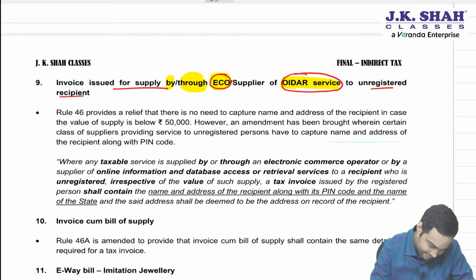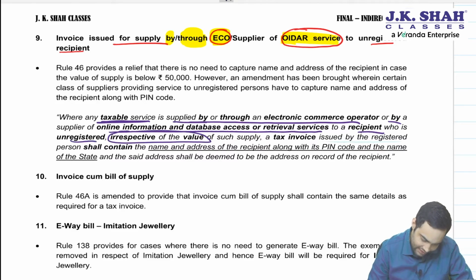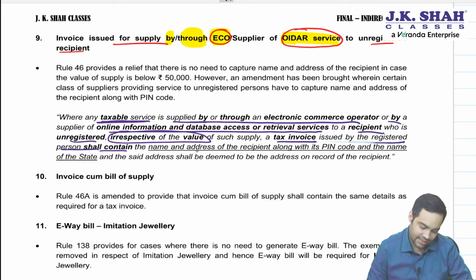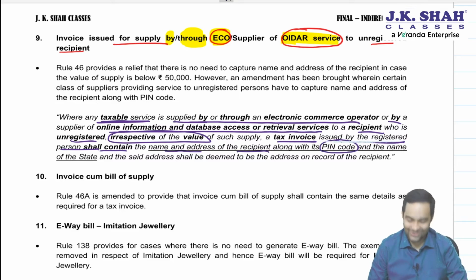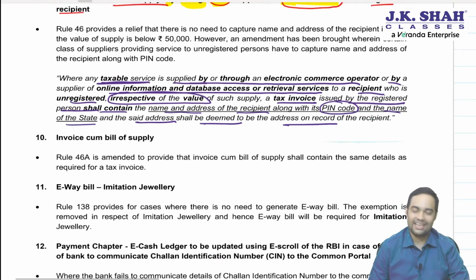The provision is very simple. Where any taxable service is supplied by or through an e-commerce operator or by OIDAR to a recipient who is unregistered, then irrespective of the value, a tax invoice issued by a registered person shall contain the name and address of the recipient along with PIN code and name of the state, and the said address shall be deemed to be the address on record. This will help in distribution of IGST. Clear?